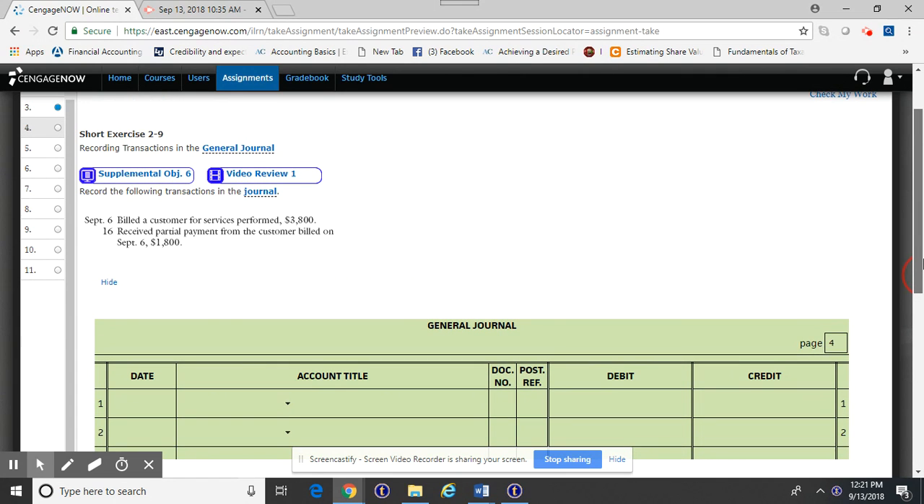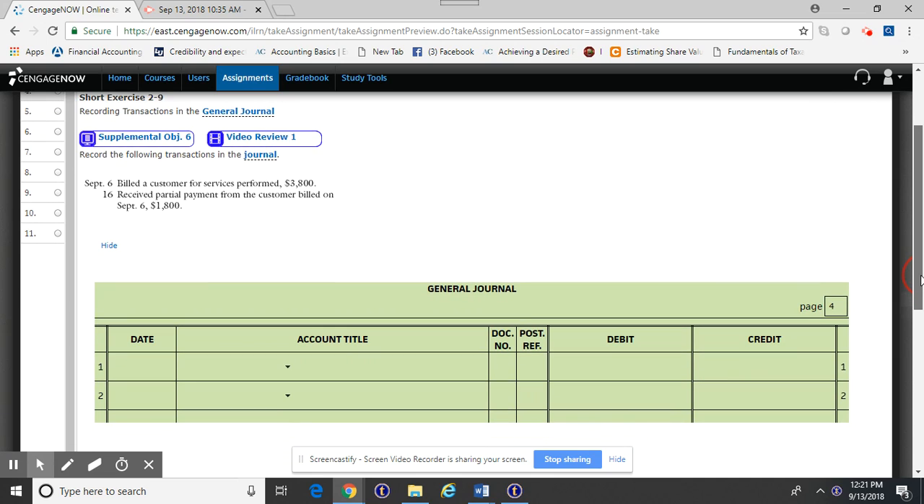Okay, I'm back with more problems. This particular problem comes from short exercise 2-9. It's related to the general journal. Remember what we talked about with the general journal. There are dates. There are account titles. You don't really have to worry about document number or post references. And then there are debits and credits related back to the T account.